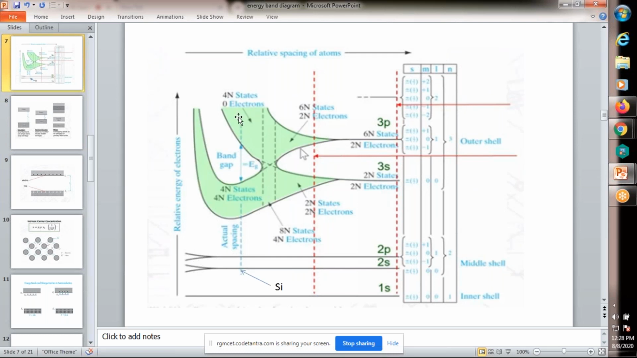Above this green line is the conduction band, and below this green line is the valency band. The valency band is completely filled, with 4n electrons and 4n states, whereas the conduction band has 4n states but 0 electrons. What does that indicate? The conduction band has 0 charge carriers, whereas the valency band is completely full.